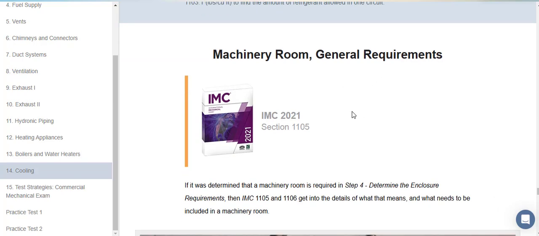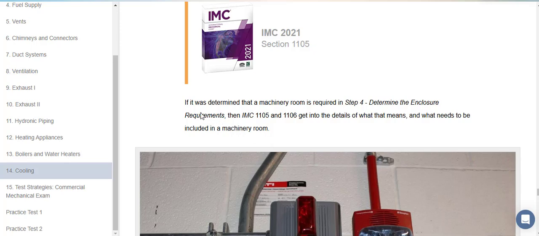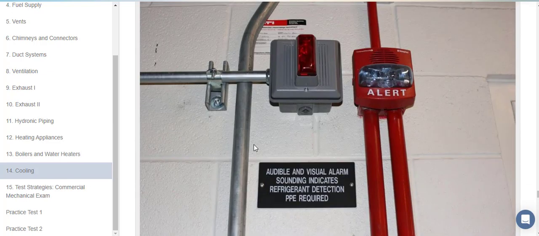Machinery room general requirements. International Mechanical Code 2021 section 1105. If it was determined that a machinery room is required in step 4, determine the enclosure requirements. Then International Mechanical Code 1105 and 1106 get into the detail of what that means and what needs to be included in the machinery room.